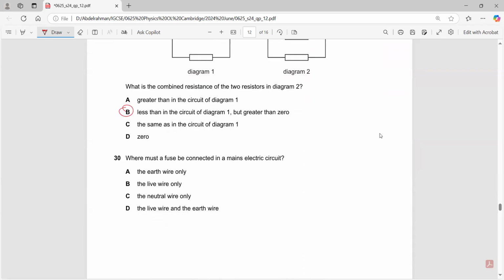Where must the fuse be connected in the mains electric circuit? The fuse must be connected on the live wire only. The fuse, the switch, okay, they all must be connected on the live wire only.